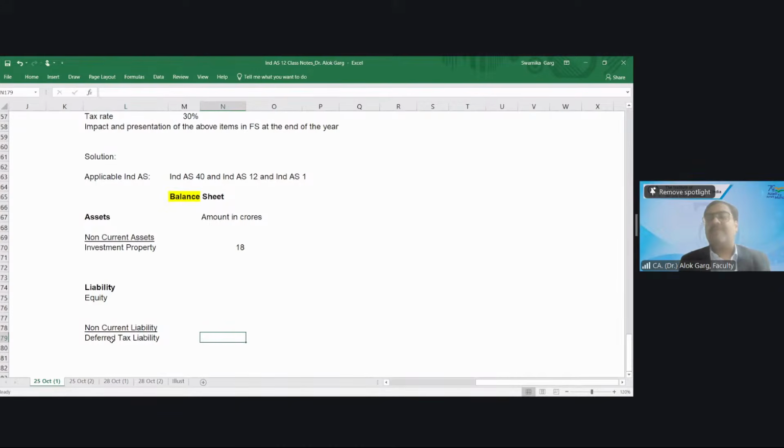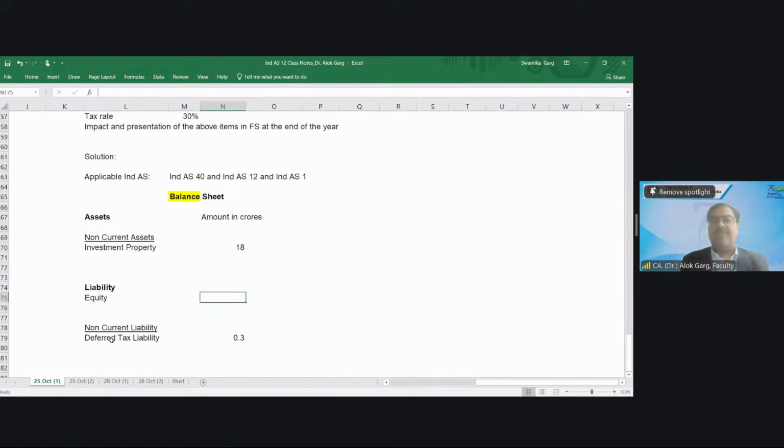What is my difference? My book base is 18 crore, my tax base is 17 crore. What is the difference between book base and tax base? 1 crore, right? My temporary difference is 1 crore. Tax rate is 30%. So 1 crore multiplied by 30%, how much? 30 lakh. So 0.3 crore deferred tax liability.